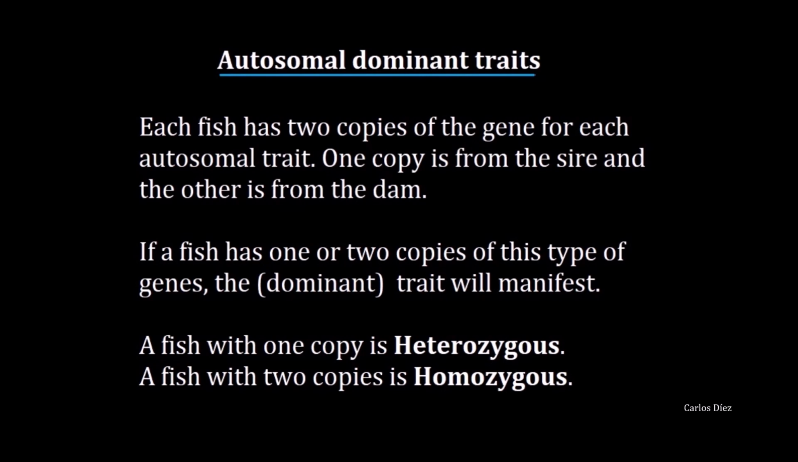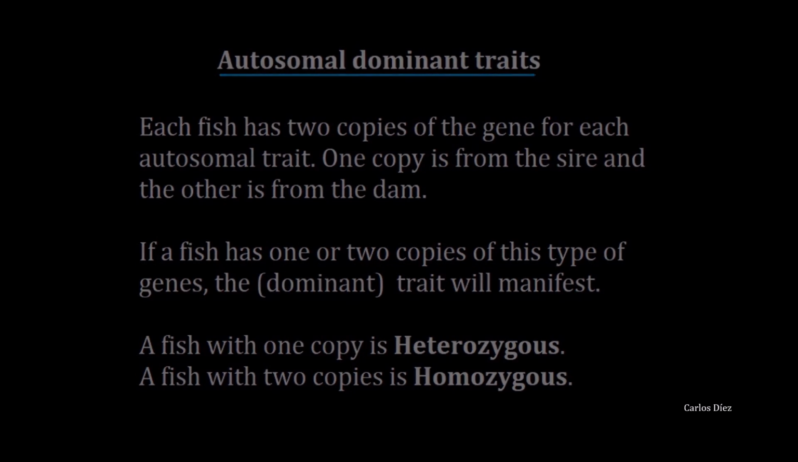Autosomal dominant traits. Each fish has two copies, alleles, of the gene for each autosomal trait. One copy is from the sire and the other is from the dam. If a fish has one or two copies of this type of genes, the trait will manifest. A fish with one copy is heterozygous. A fish with two copies is homozygous.